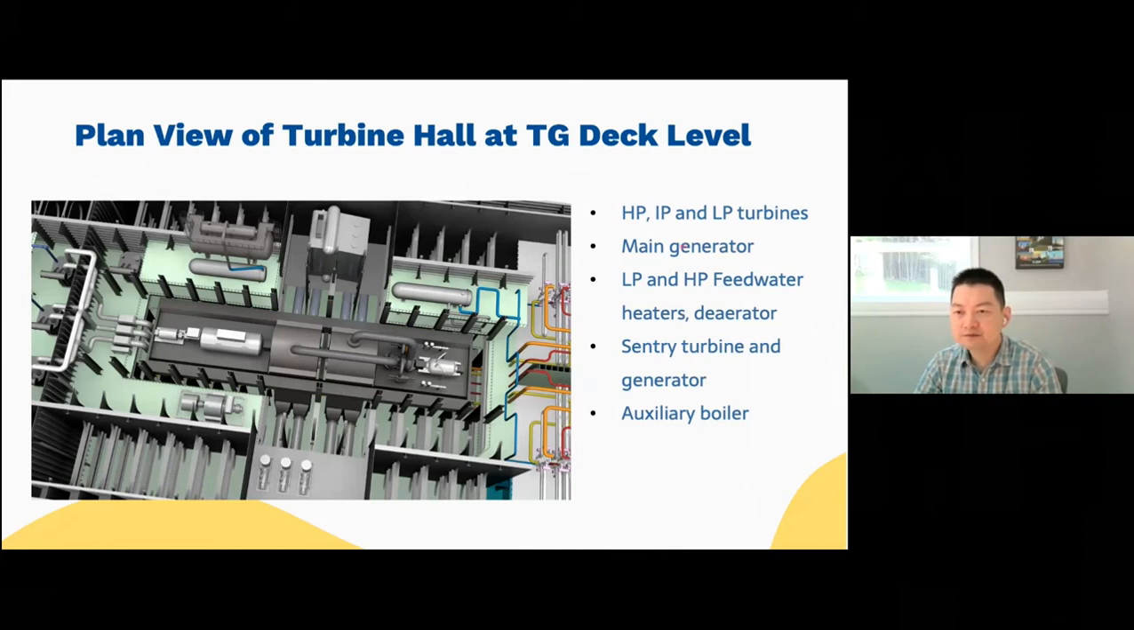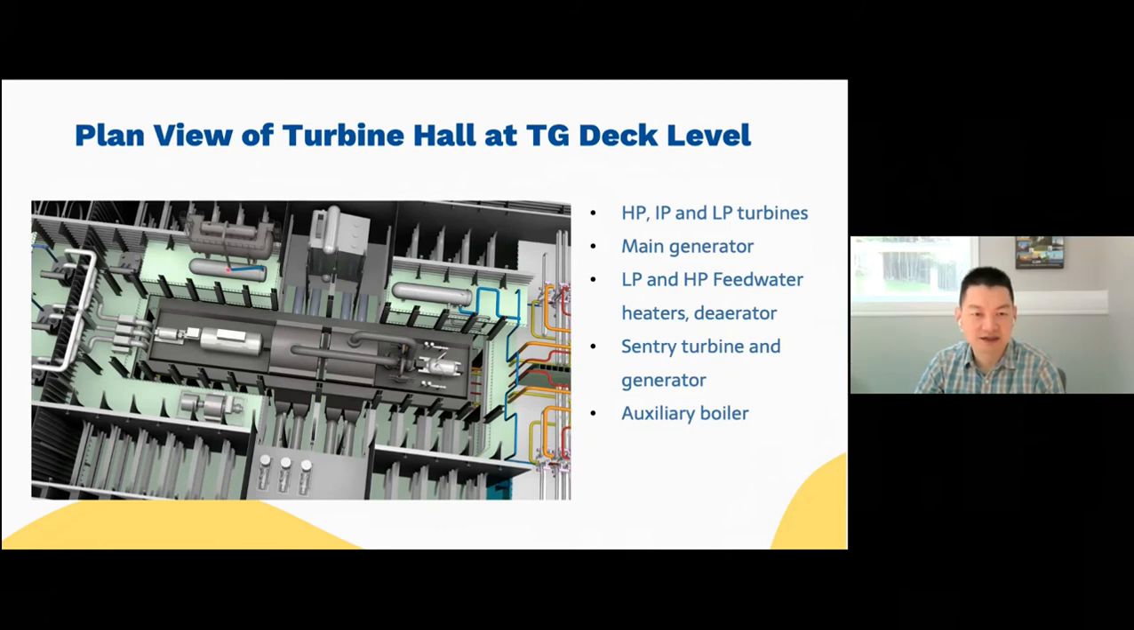So you can see there's a high pressure, intermediate pressure, and low pressure turbine. So this one is high pressure, intermediate pressure, and low pressure turbine. And then you see the generators, exciters. So these are the main turbo generator system, which sits on the TG deck. And then you see the sentry turbine on this side.